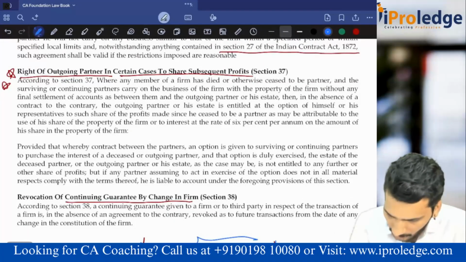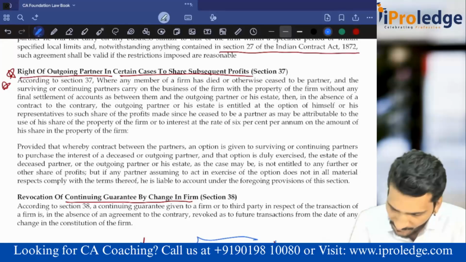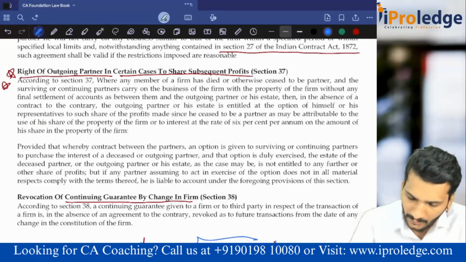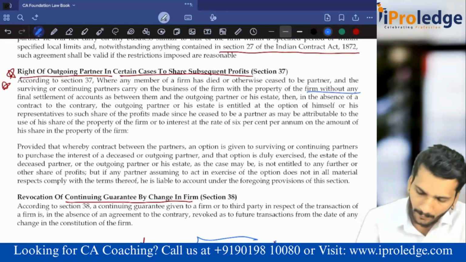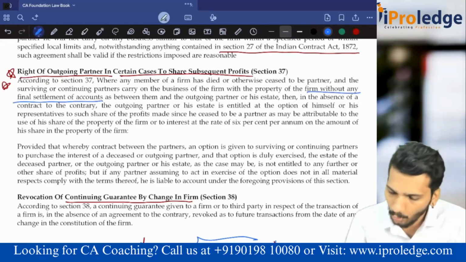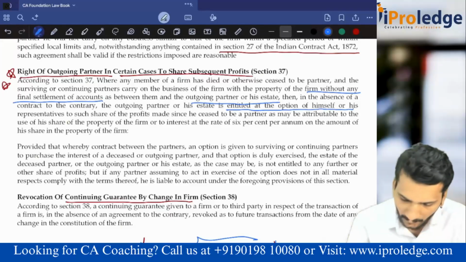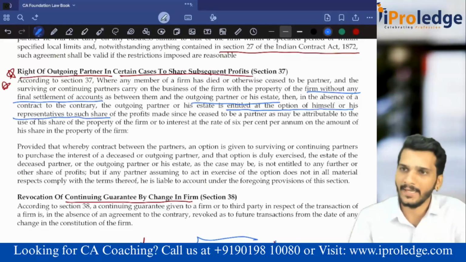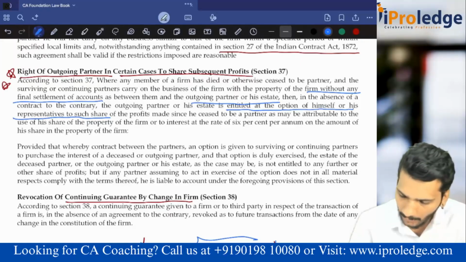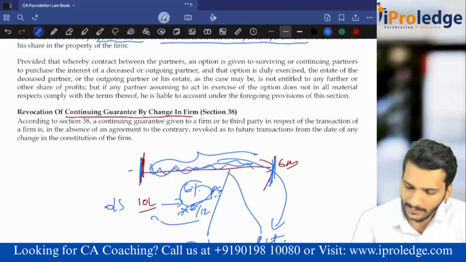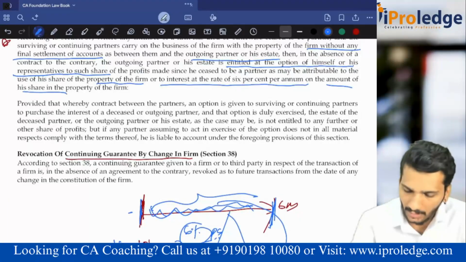It is given here. In the last, when the partners have retired from the firm without final settlement of accounts, then the outgoing partner or his estate, in the absence of a contract, is entitled to the option of himself or his representative. That means the partner may have died. When he has died, the legal representative will get it. When he has retired, then the partner only will get it. How much? Property of the firm, with interest of 6% per annum. Okay, it is not 10%, it is 6% per annum, and the amount of a share of the property of the firm.